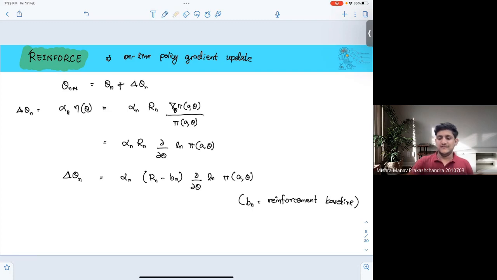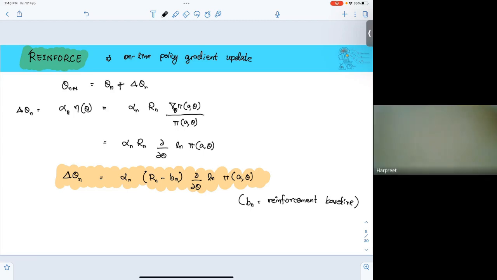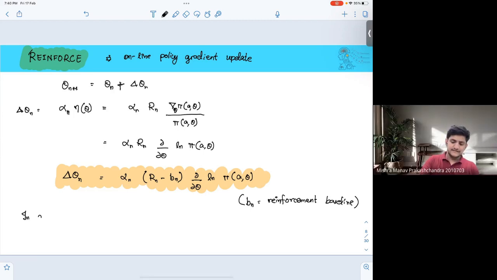So this algorithm, this update, is known as the REINFORCE algorithm. Here, what the author in this paper claims is that in an expected sense, the gradient update will be in the right direction.